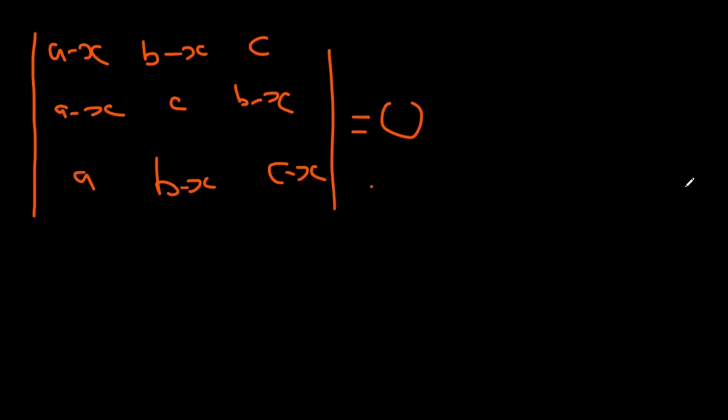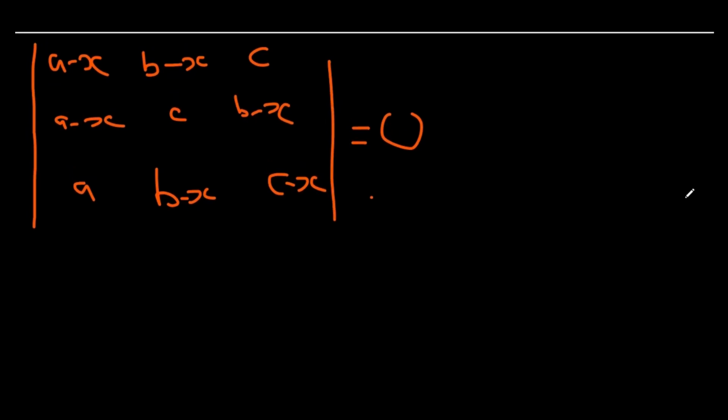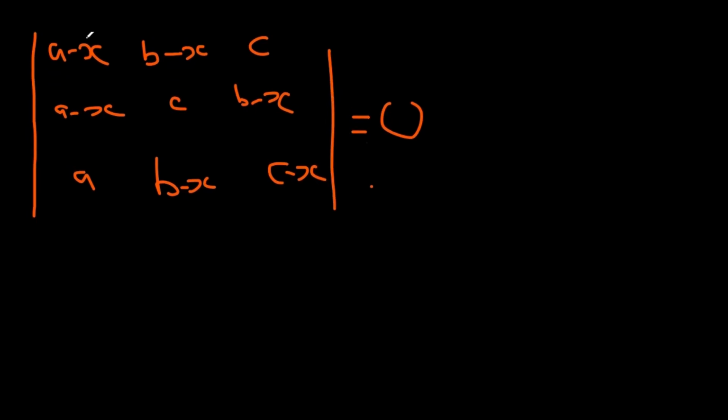I said the first thing we're going to use is column operations. Why are we using the column operation? We want to make this first column have identical terms, the same terms, so that we can factorize them using the properties of the matrix. So my first operation will be that column 1 is equal to column 1 plus column 2 plus column 3.